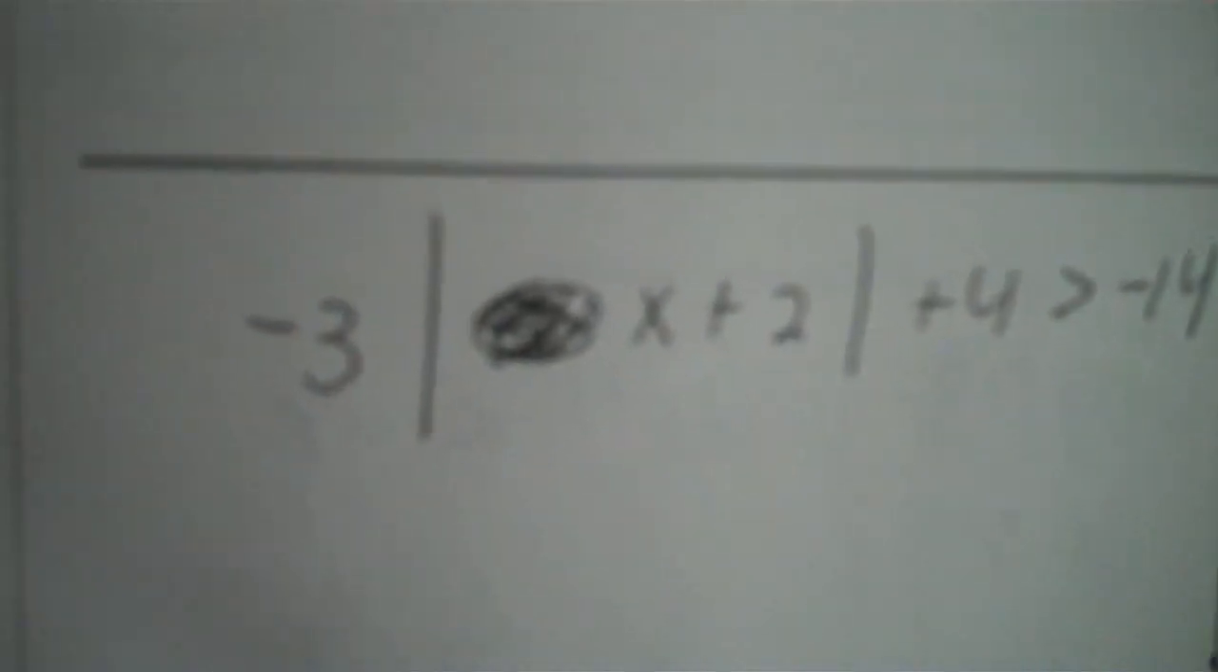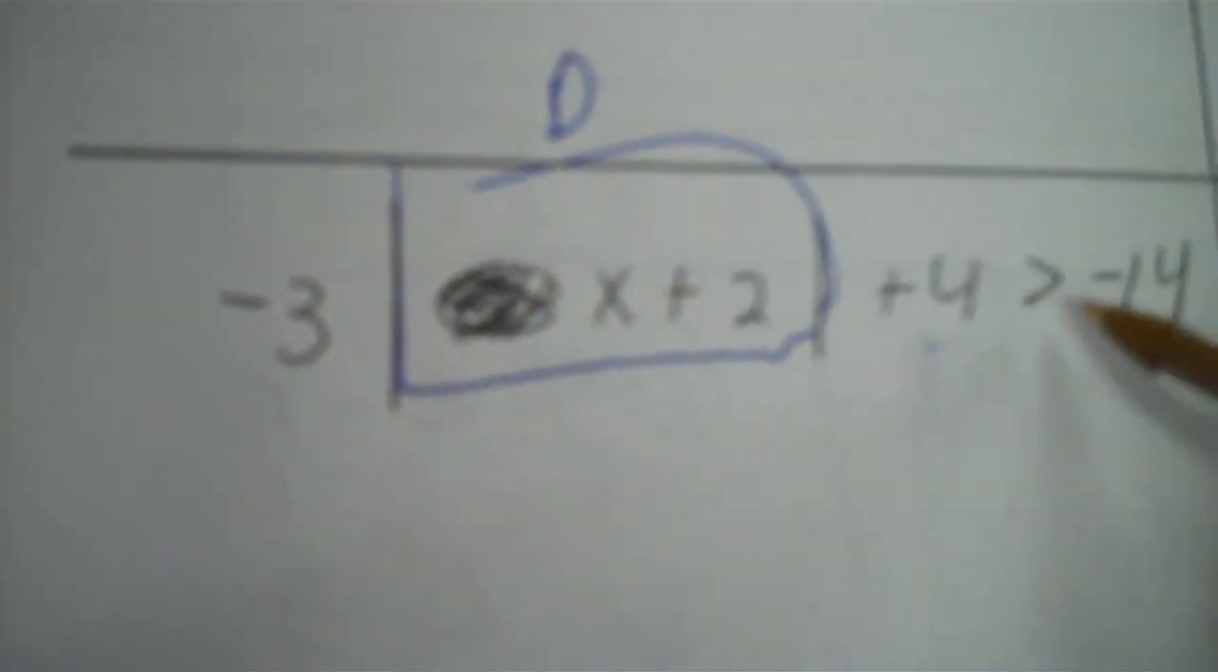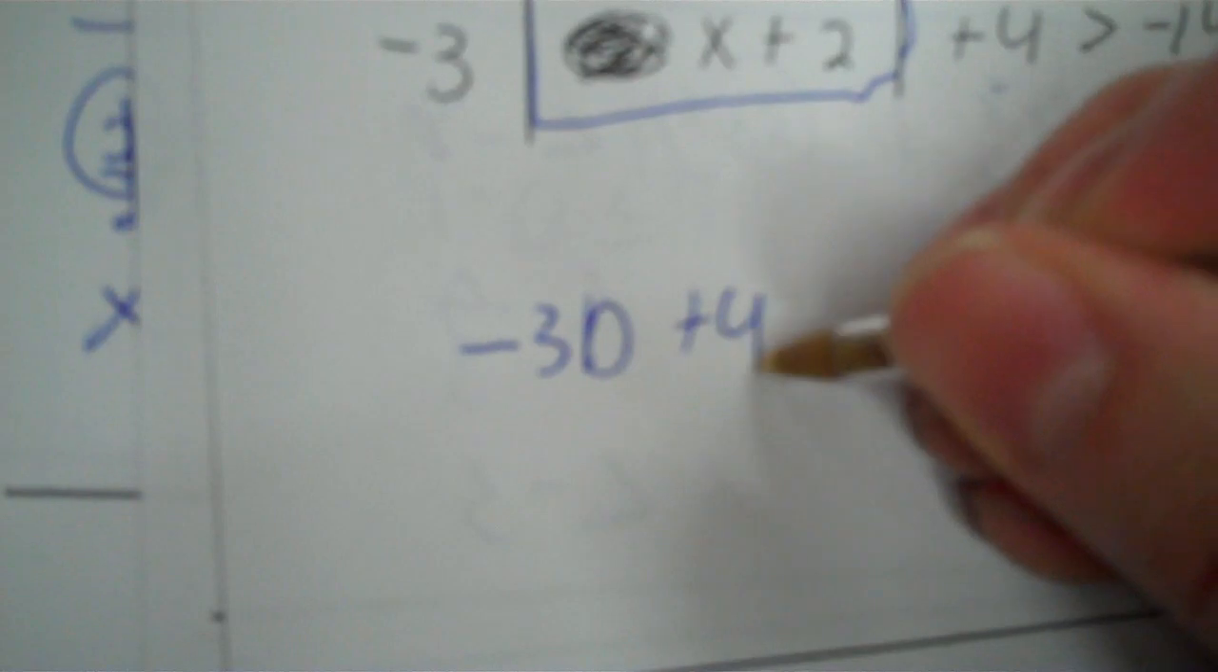Okay, now the next one, we have something going on here. We're not going to have our D value right away. So you remove that absolute value and you're going to have negative 3D plus 4 is greater than negative 14. Now you're going to have to solve for the D now. Solve for the variable D, find your D value.